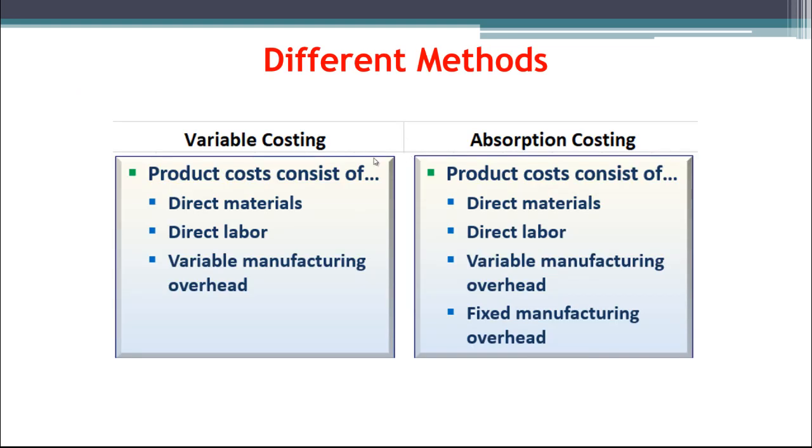And here you can see when we're focusing on product costs, under variable costing, that would be just the direct materials, direct labor, and variable overhead. But if we're talking about the absorption costing, it would be those same three, but it also absorbs a piece of the fixed manufacturing overhead. Every unit produced absorbs a piece of that fixed manufacturing overhead. That's where the term comes from. The term variable costing comes from the fact that only variable product costs are included as product costs.